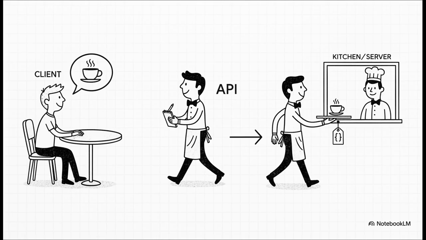The API then goes to the server, which is like the kitchen, gets the order and brings it back, usually in that nice, organized JSON format. It's the essential middleman making the whole conversation possible.